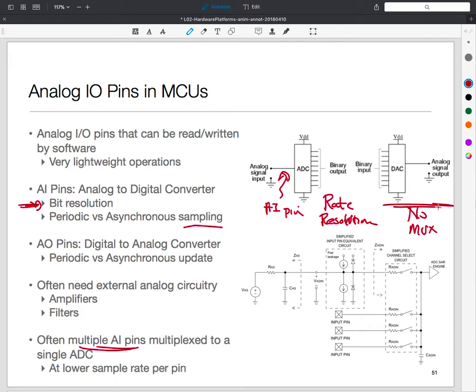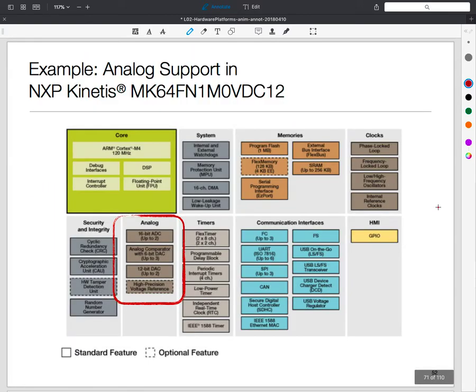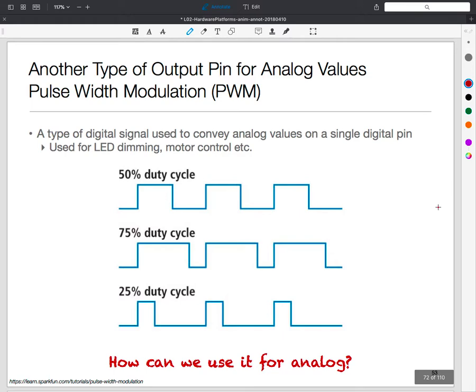So one way you could certainly do it is to use a DAC, but like I said, DACs are pretty expensive because I need all that circuitry behind the pin, and oftentimes MCUs may not even have a DAC. So can I fake analog output without having a DAC? People found long ago that there is an alternative way to do analog using digital, and that's called pulse width modulation. And the concept is the following.